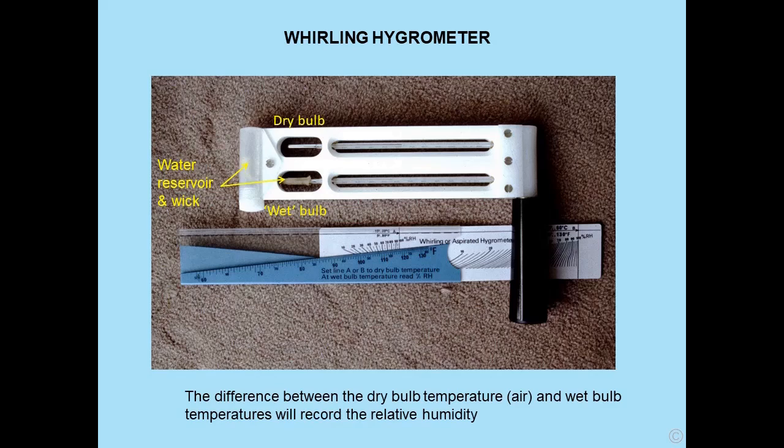The more humid the air, the slower the rate of evaporation, and the lower the cooling. The drier the air, the faster the rate of evaporation, and the greater the cooling. So, as I've just mentioned, we finish up with two temperatures and a difference between the two. We can look at that difference and check it on a table or a set of scales, and this will give us the relative humidity. From this, we can also calculate the dew point.